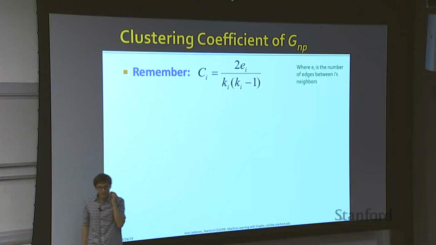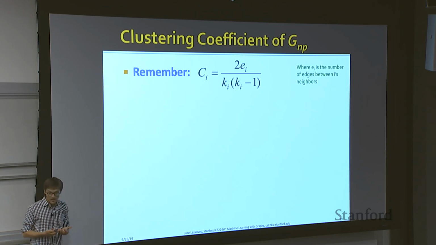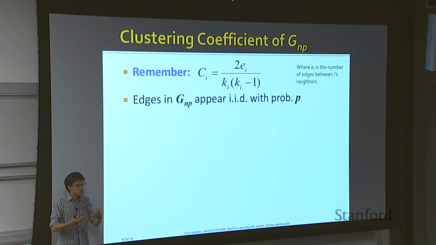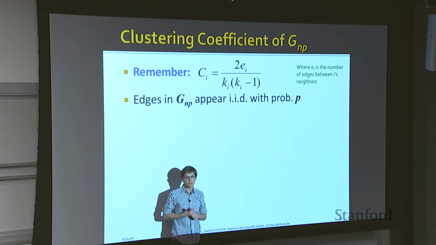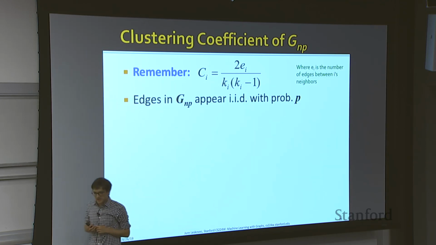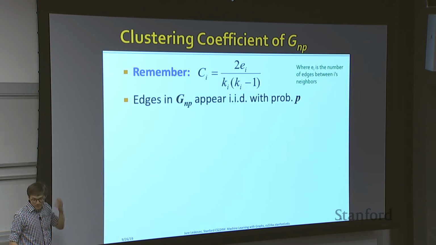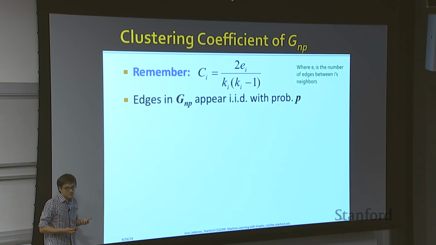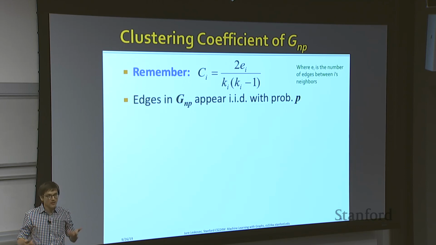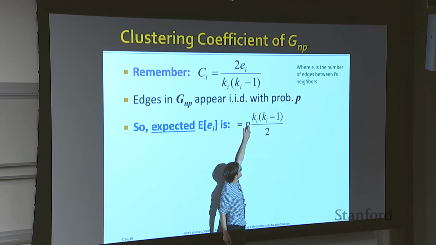The second property is the clustering coefficient, right? I have the formula for the clustering coefficient above, and it's actually very easy to prove what the clustering coefficient will be in this G(n,p). The only thing I have to remember is that edges in this model appear independently with probability p, right? So what do I need to compute? I need to compute E sub i, the number of edges between friends of a person, right? So how do I do this? Basically, I ask, what is the expected number of edges between k people? The possible number of edges is k choose 2.